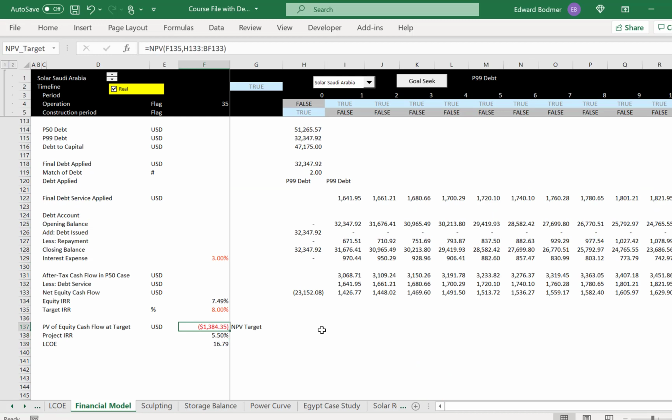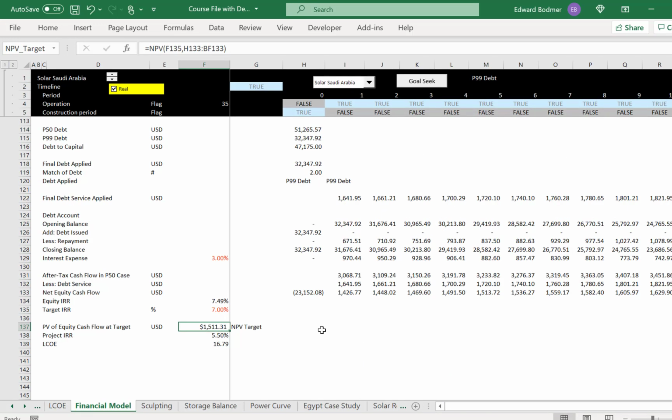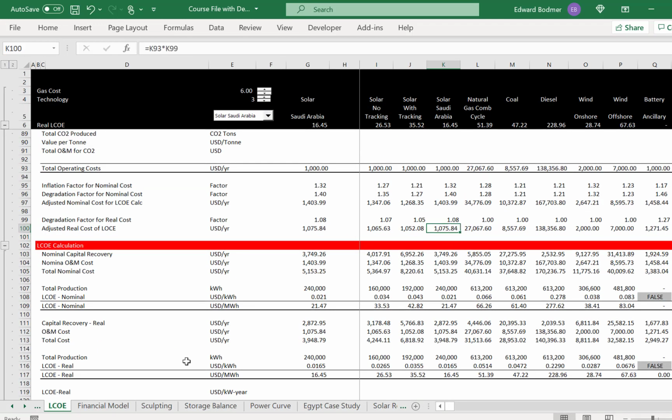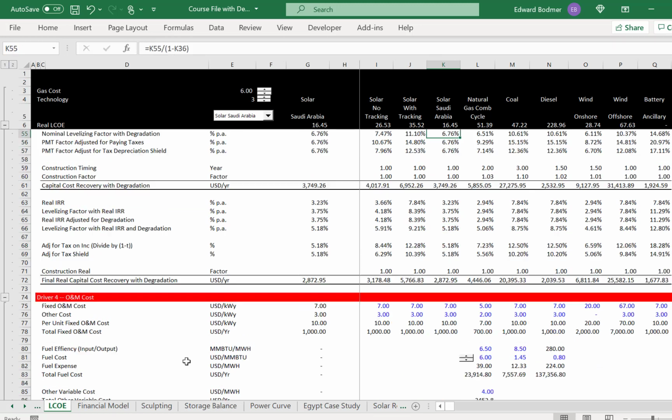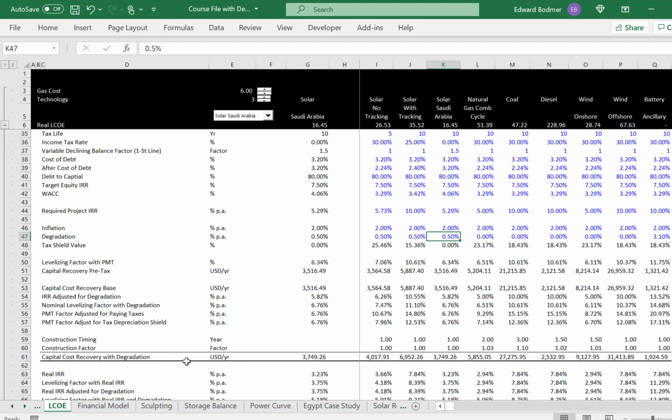And now we're still at P99, and let's say that because of competition, we're going to accept 7%. Okay, and now we're still at P99, and we run the goal seek, and it says we can get this to work at 5.9% IRR, and we go upstairs, and we look at our IRR, and it put the 5.29.